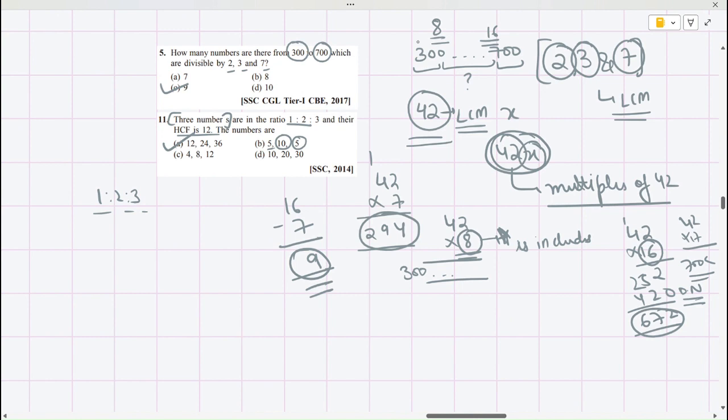So this is correct. Then if we see the other options, for example here if you see we have 5, 10 and 15. So 12 is not the highest common factor of these numbers.